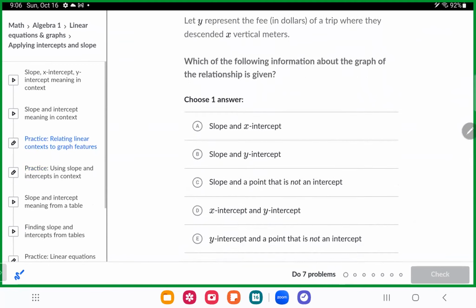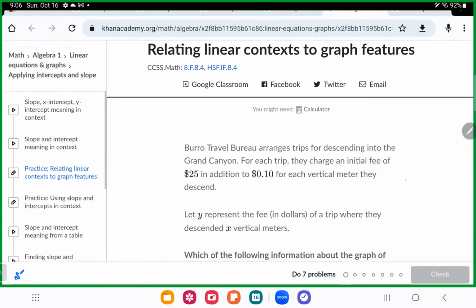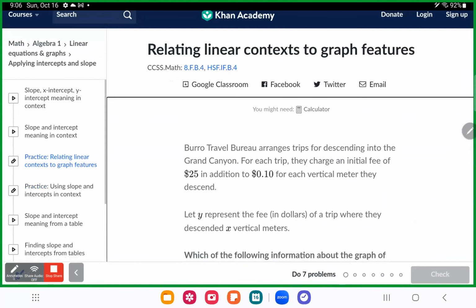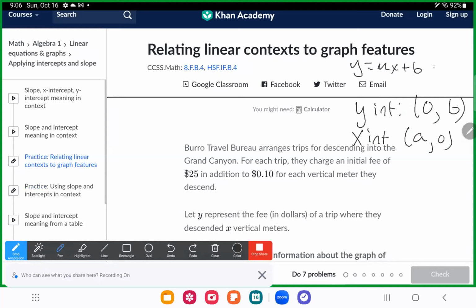Okay, so let's talk about this. We have slopes, we have intercepts. We need to take some notes. So the y-intercept is the point 0, b. The x-intercept is the point a, 0. And we know that y equals mx plus b, right? From Accelerated 2. m is the slope, as we talked about.